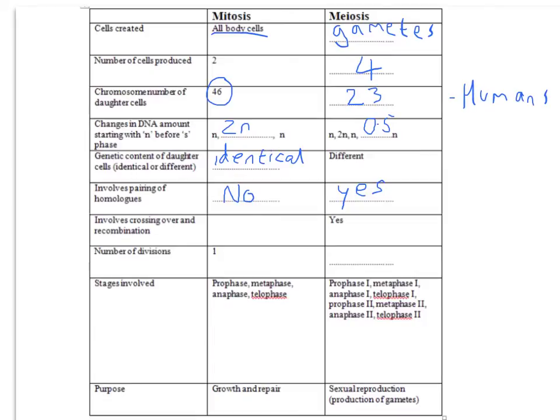Involves crossing over and recombination. Well, as you can see there, in meiosis, yes, it does. But in mitosis, no, it doesn't. And if you're not sure what these are, have a look at the other two videos explaining mitosis and meiosis.